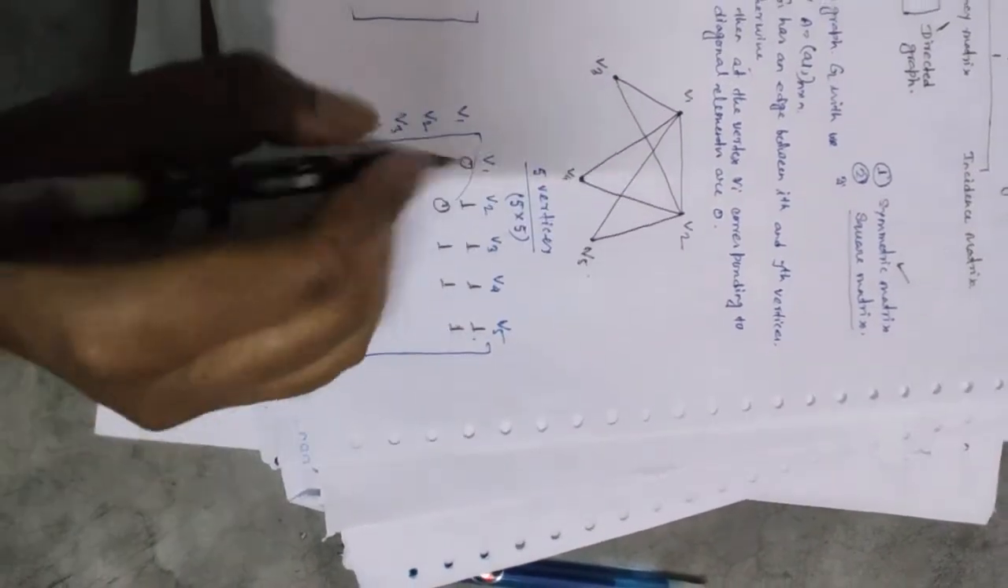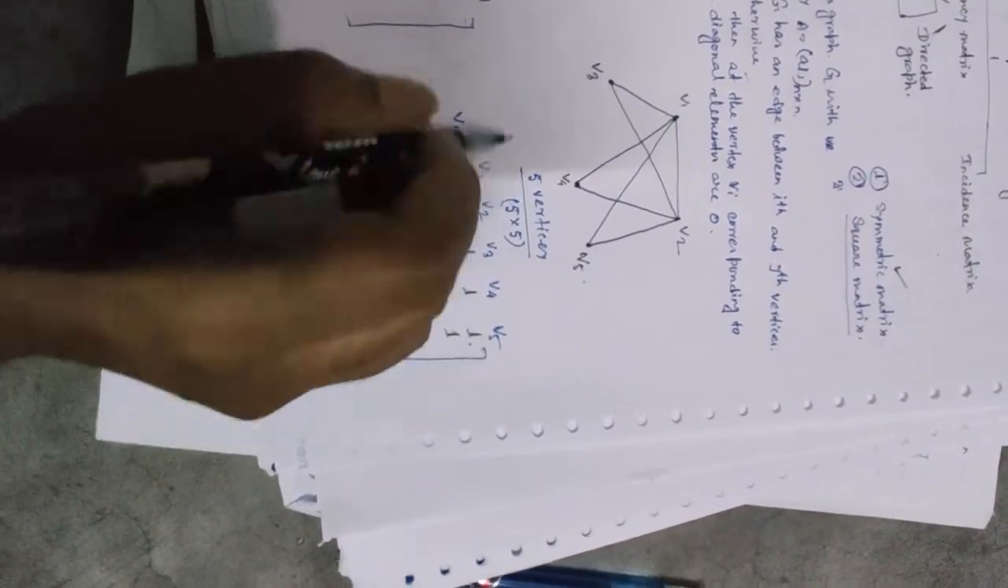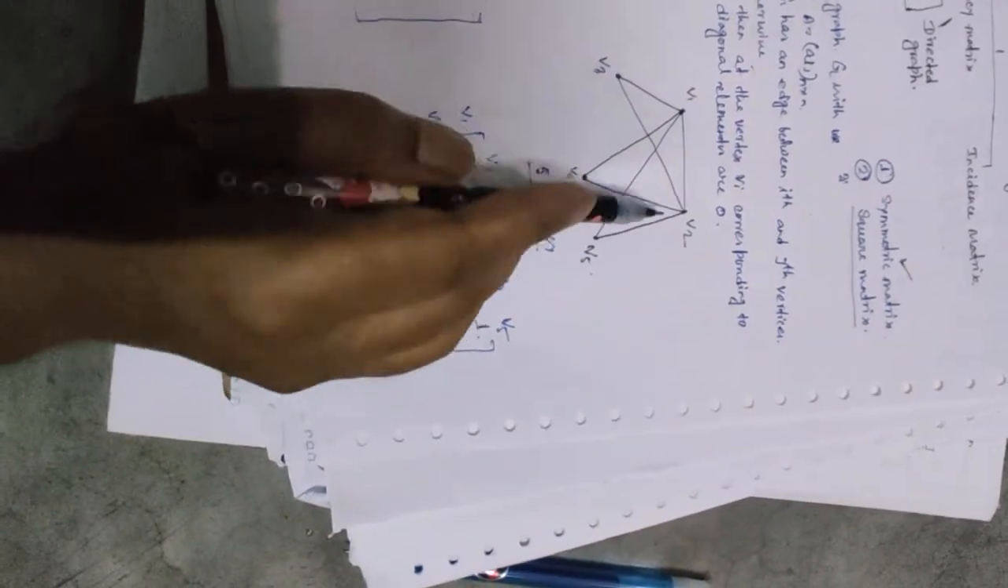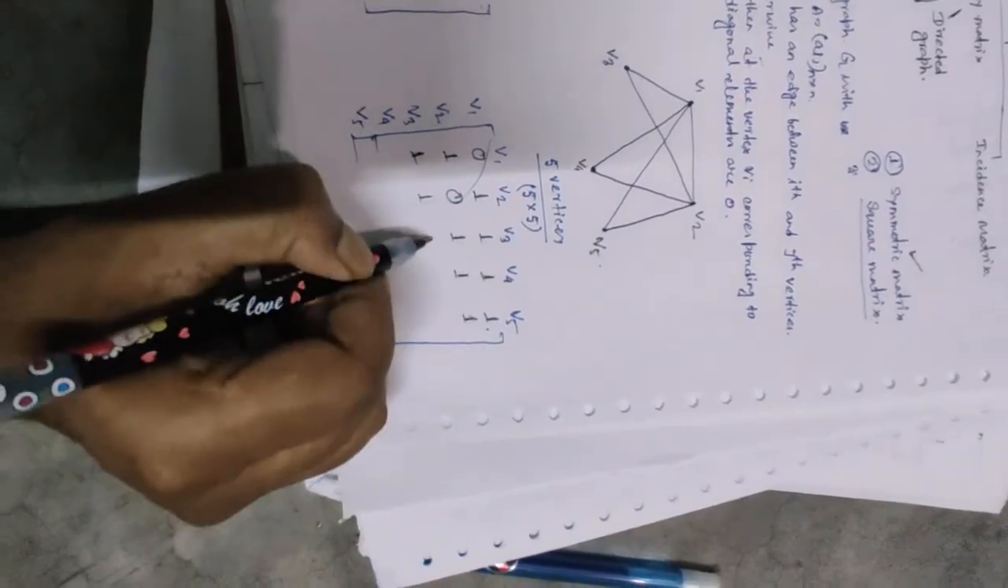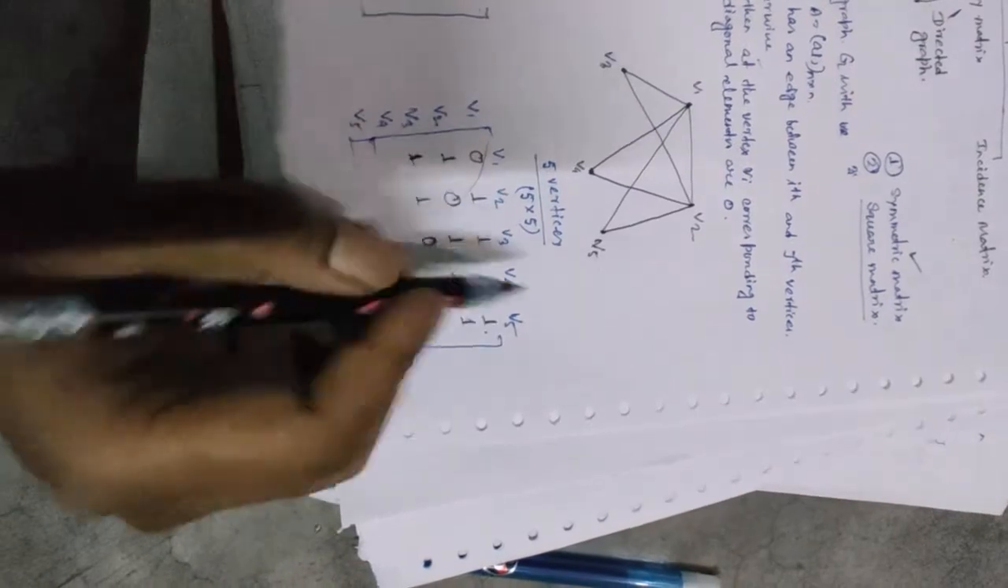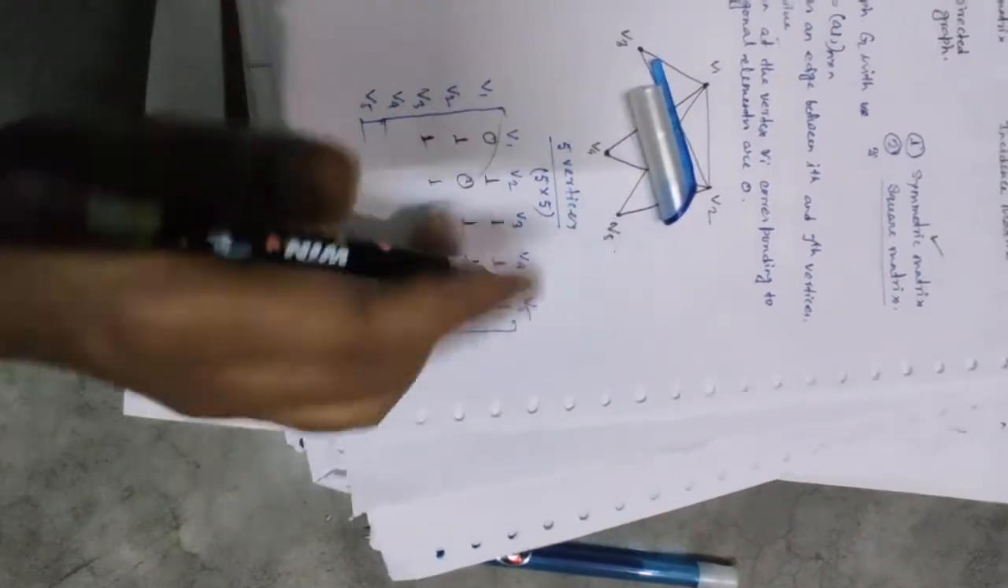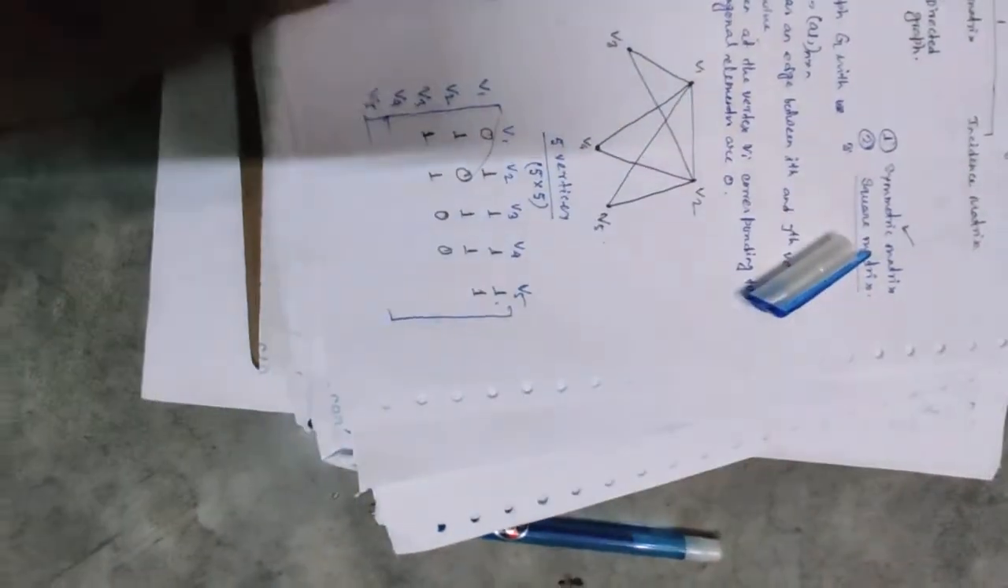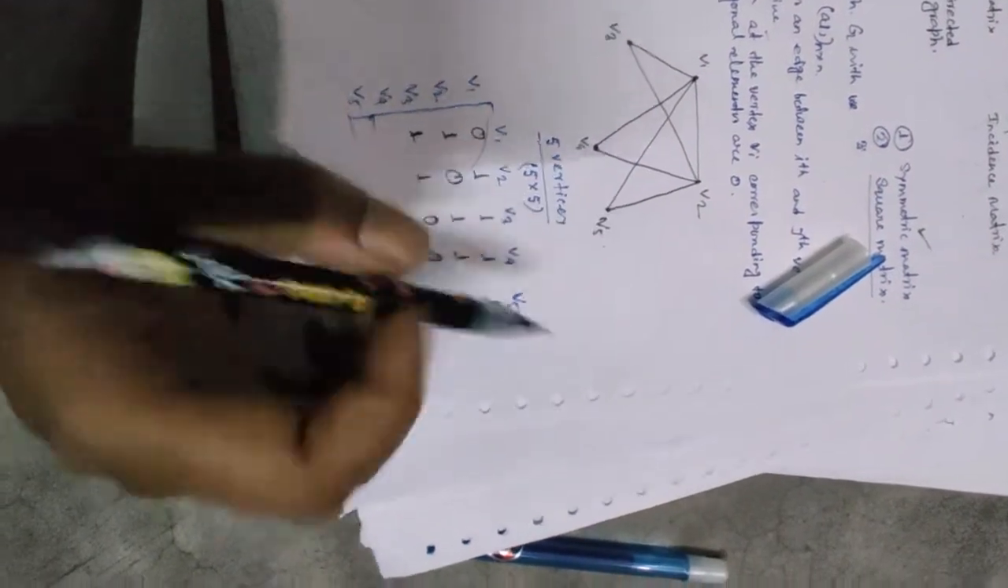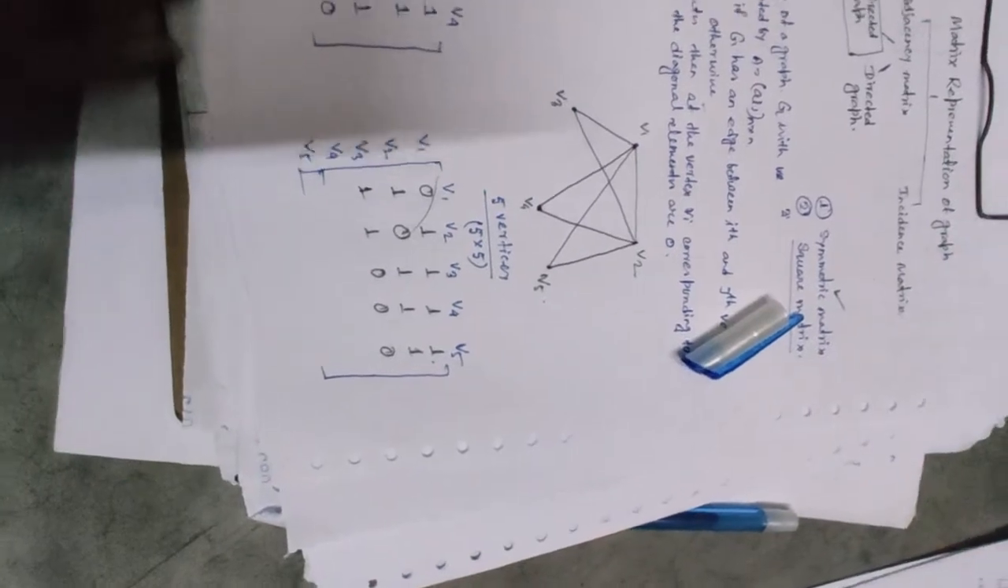Is there any edge between V3 and V1? Yes. V3 to V2? Yes. V3 to V3 is 0. V3 to V4, is there any edge? No, so this will be 0. Is there any edge between V3 and V5? No, so this will be 0.